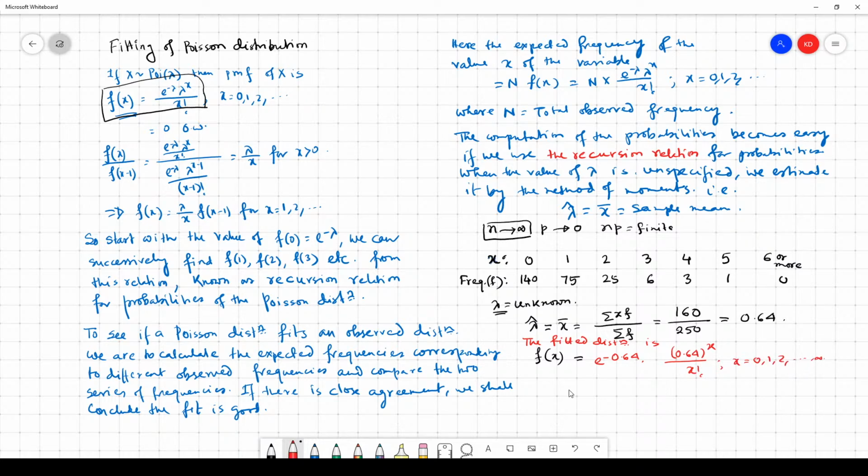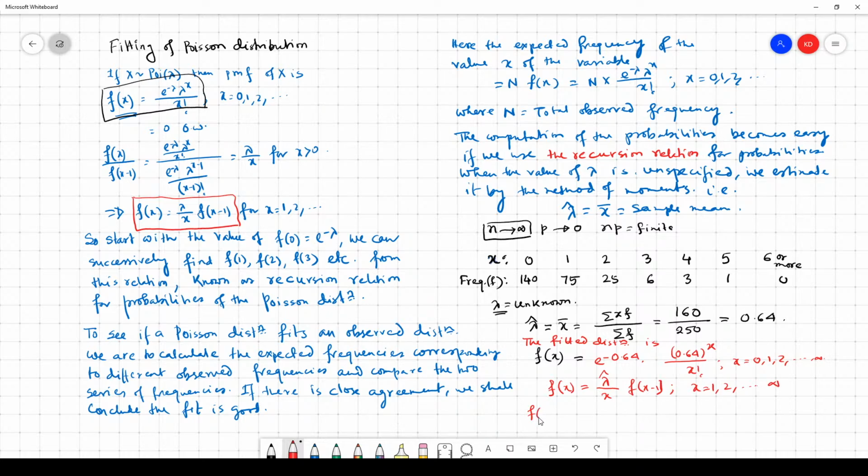So now we recall the recursion relation for probabilities, that is f(x). This is the recursion relation for probabilities. f(x) is equal to, since lambda is unknown and we estimate this lambda by lambda hat, so we replace lambda by lambda hat here. So this is lambda hat by x into f(x minus 1), and x is equal to 1 to infinity.